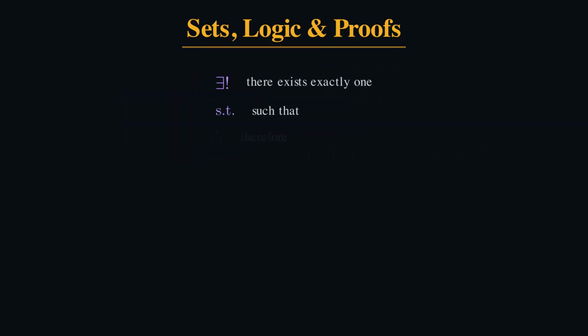And 4 bits of logic glue. There exists with an exclamation means exactly 1. ST means such that. The 3 dots mean therefore. And the solid black square at the end of an argument means the proof is done, what mathematicians call QED.